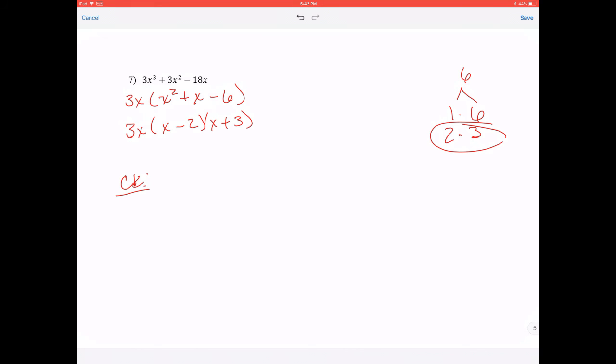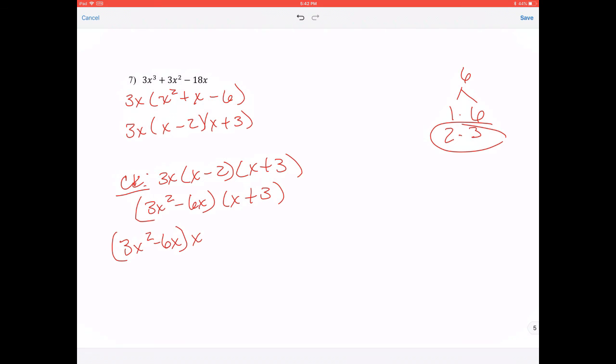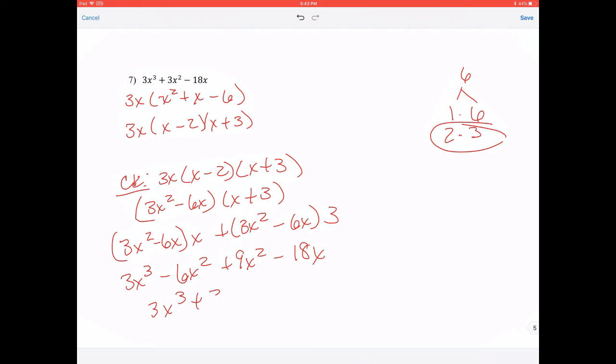And now to check our answer, so we have 3x times x minus 2 times x plus 3, so we have 3x squared minus 6x, and we're going to multiply that times x plus 3, so that's going to be 3x squared minus 6x times x plus 3x squared minus 6x times 3. So we have 3x cubed minus 6x squared plus 9x squared minus 18x, which gives us 3x cubed plus 3x squared minus 18x. And it all checks out.